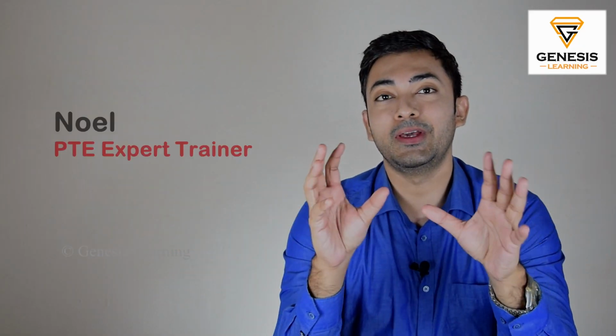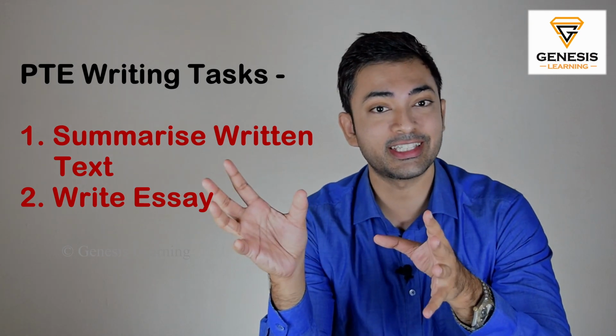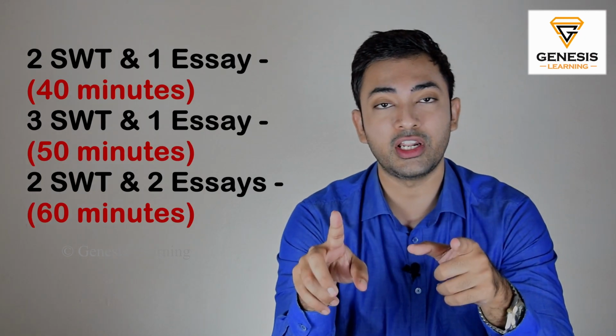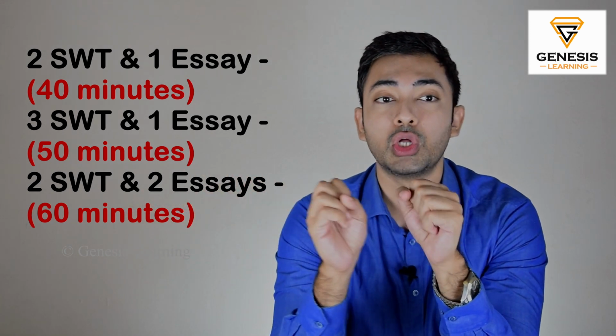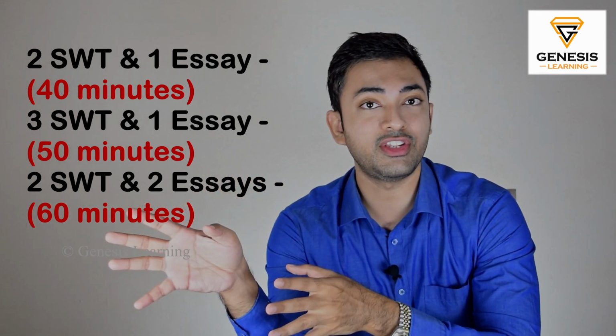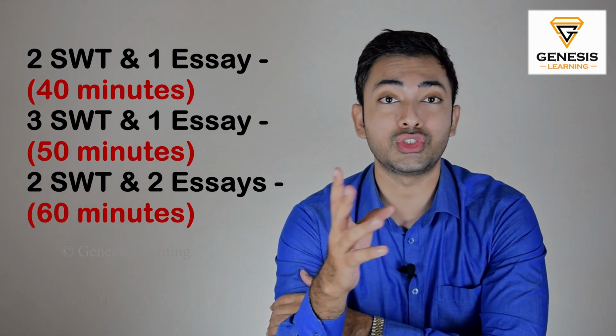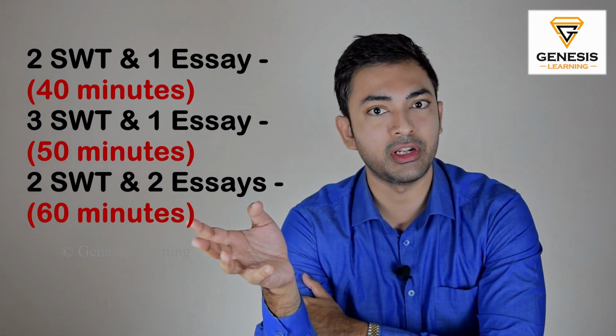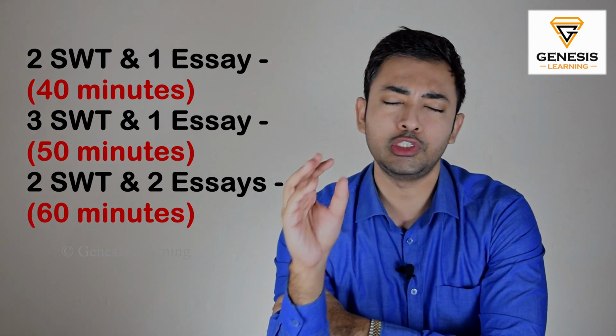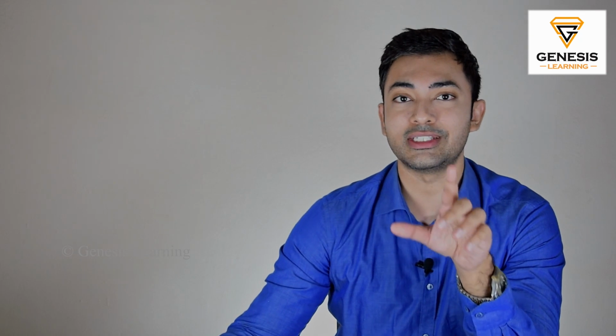Alright, so for PTE writing, there are two particular tasks that you'll get. One is a summarized written text, and the other is an essay. There are different combinations that can happen. You can get maybe 2 summaries and 1 essay, which will last for around 40 minutes, 3 summaries and 1 essay for around 50 minutes, and you can also get 2 summaries and 2 essays for 60 minutes. This means that you will definitely get 1 essay and 1 summarized task. Today, I'm just going to focus completely on this essay task.